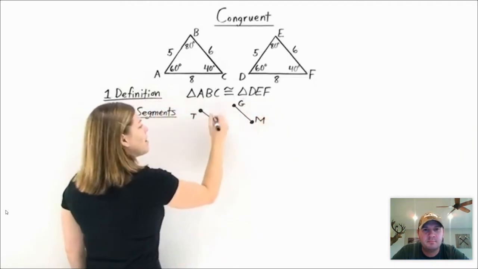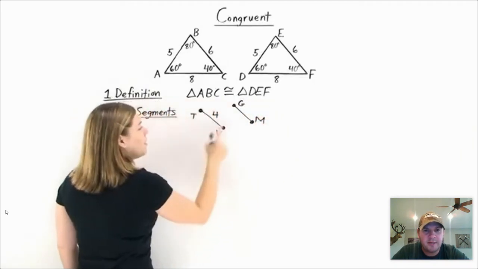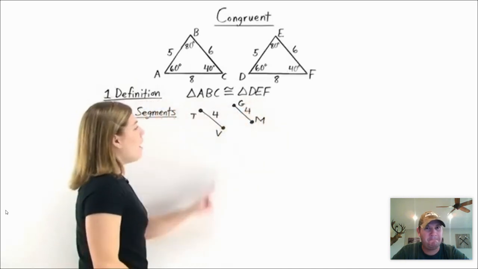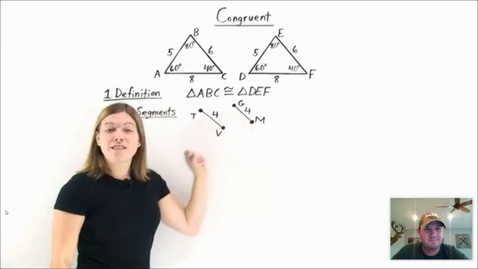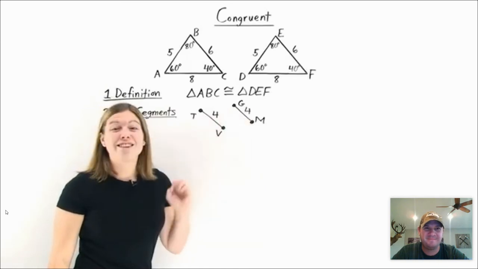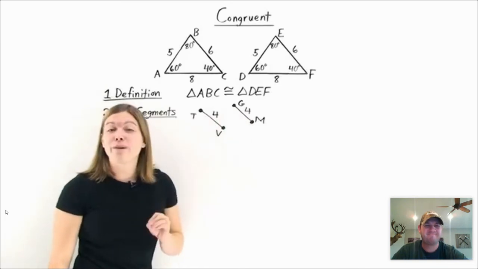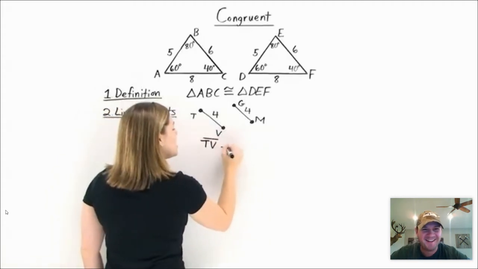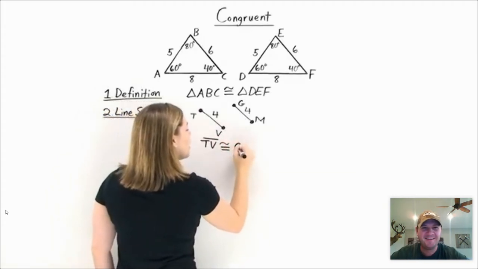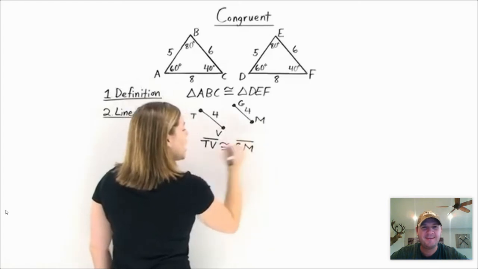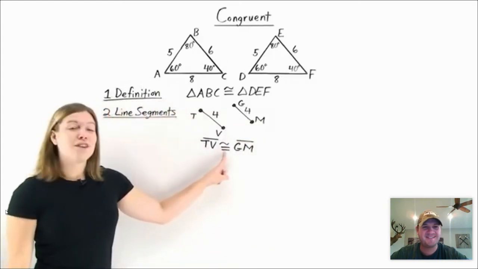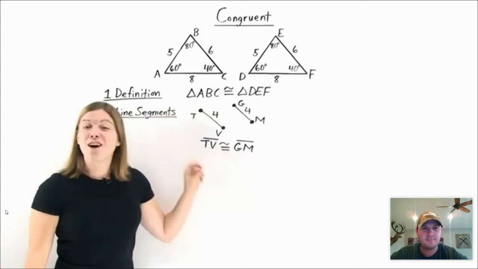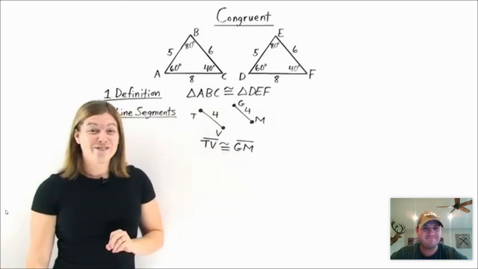Now let's say that this line segment has a length of 4. And this other line segment also has a length of 4. These line segments are the same length. Line segments that are the same length are congruent to one another. So we can write that line segment TV is congruent to line segment GM. Again, using our congruent symbol, we can say that these two line segments are congruent to one another.